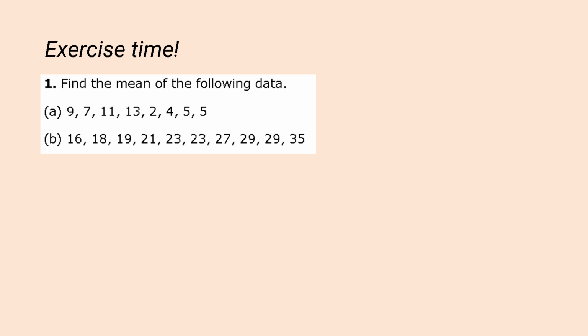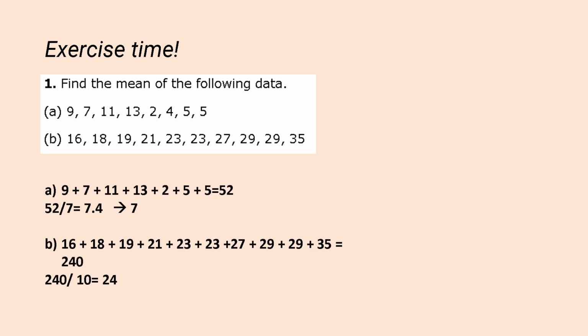Now it's some exercise time. We're going to find the mean of the following data. So for the first one, to find mean, as I talked about, you add all the items together and then you divide it by the number of items we have. So in the first one, we have 9, 7, 11, 13, 2, 5, and 5. When you add this all together, you get 52, and we have 7 items, so you divide them and we get 7.4.